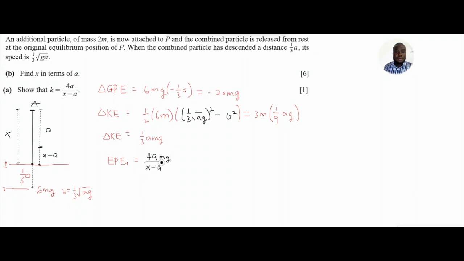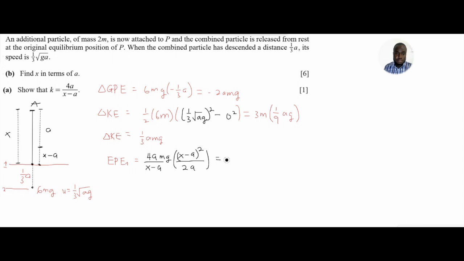So 4a over x minus a is a k, and lambda is kmg. So this kmg multiplied by x squared. Here x should be the extension at point 1, and that extension will be the expression x minus a, all divided by 2 times the natural length of our string.